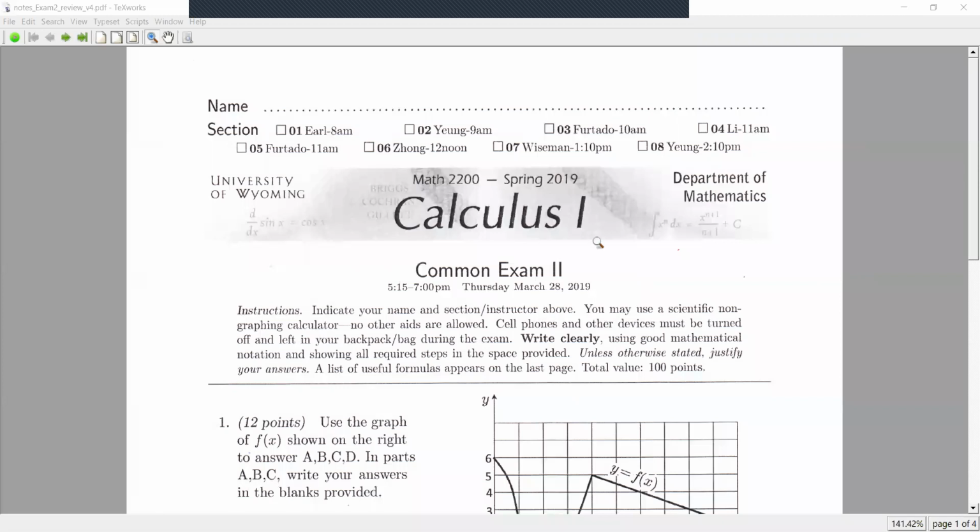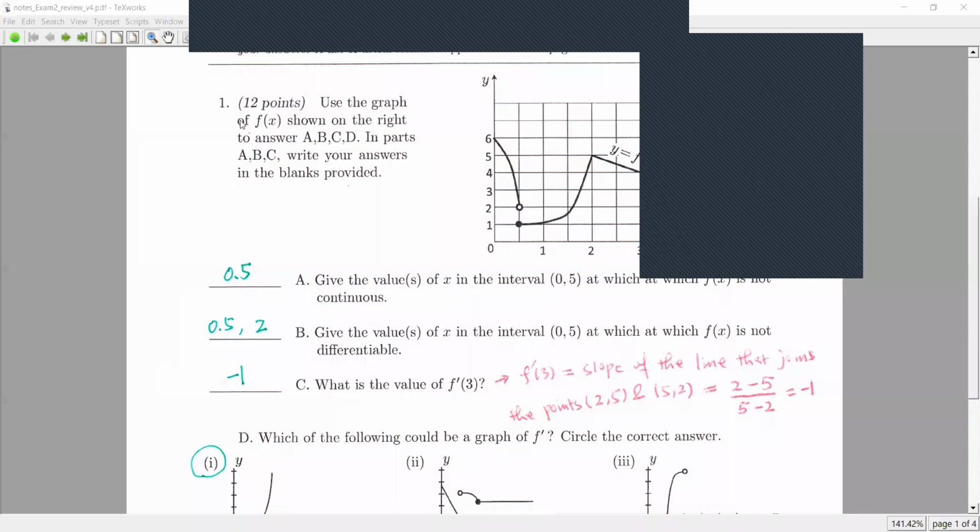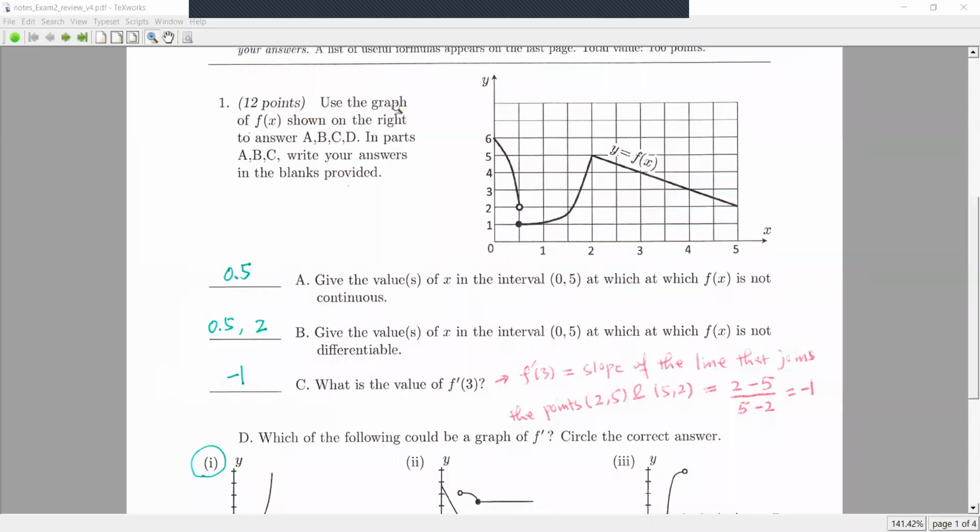Now I present exam 2, spring 19. Problem 1. Use the graph of function f shown on the right to answer the questions A, B, C, and D. Question A. Give the values of x in the open interval between 0 and 5, at which the function f is not continuous.